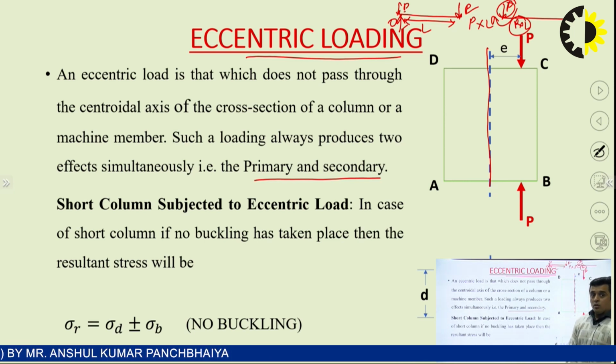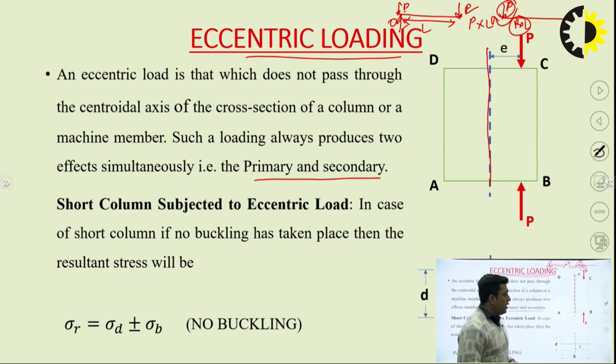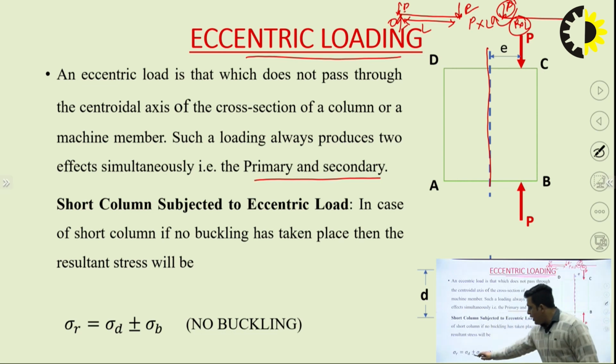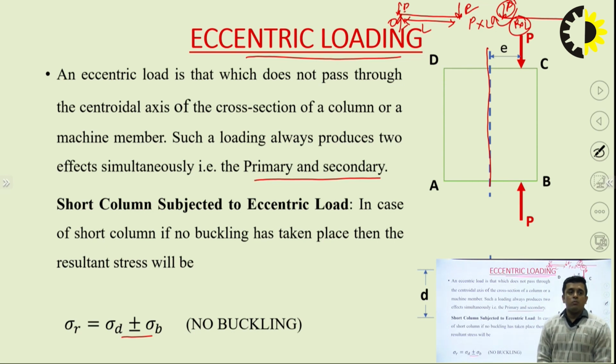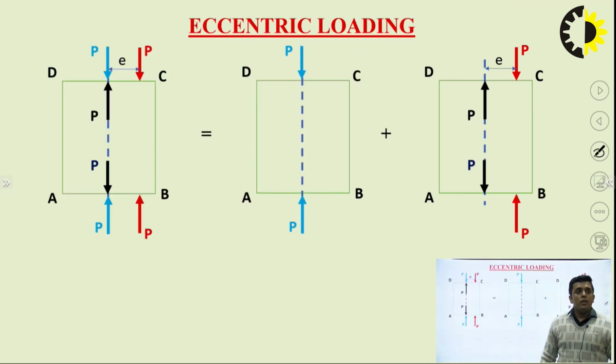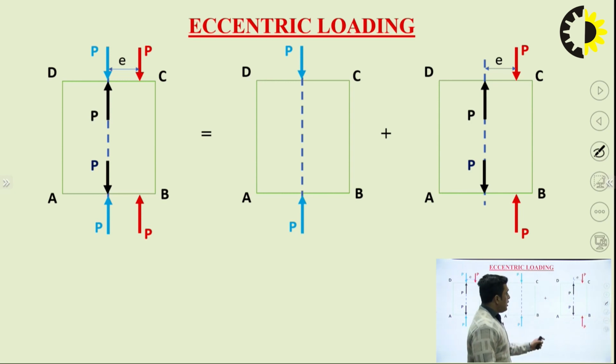So short column, if you are talking about short column, you can see here a column of a rectangular cross section. Now, a rectangular cross section of width B and depth D. So the resultant stress will be the addition and subtraction of the direct stress and bending stress, sigma B and sigma D. This will be the resultant stress. See, in case of a short column, if no buckling has taken place, then the resultant stress will be like this.